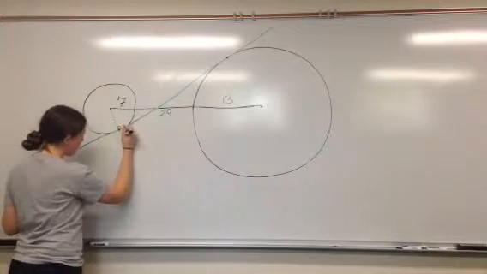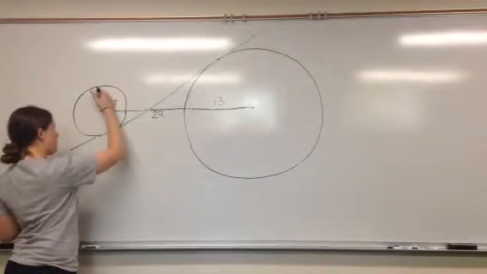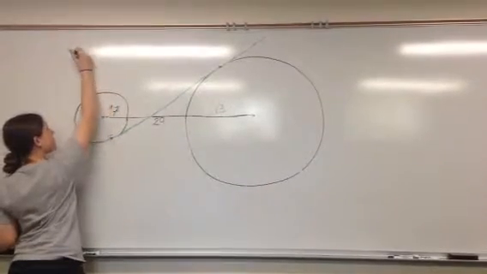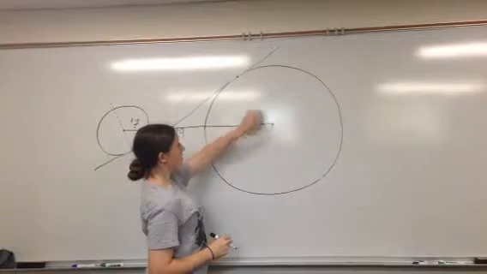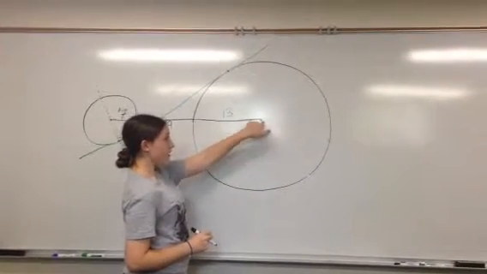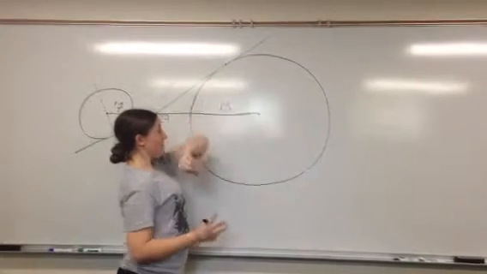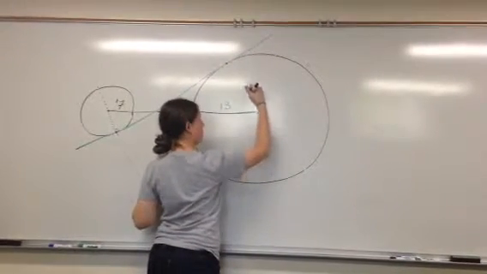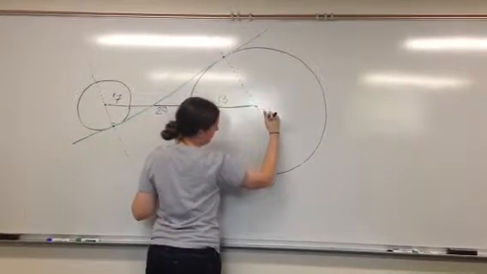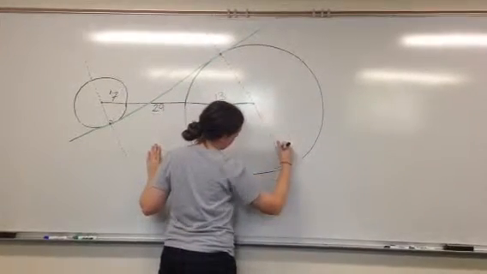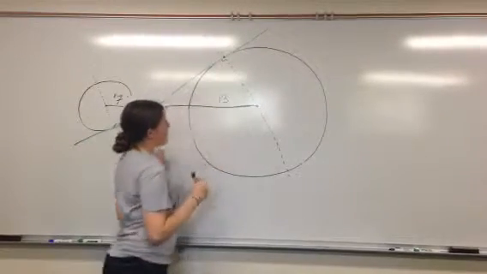I'm going to continue to extend that line to help us visualize things later. And I'm going to do the same thing over here. I'm going to extend a line from the center of this circle to where the tangent line hits this circle up here, and extend it all the way down as well. And again, this right here is a right angle.